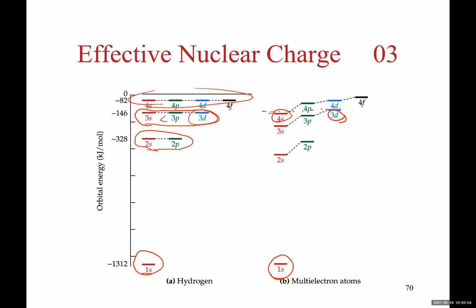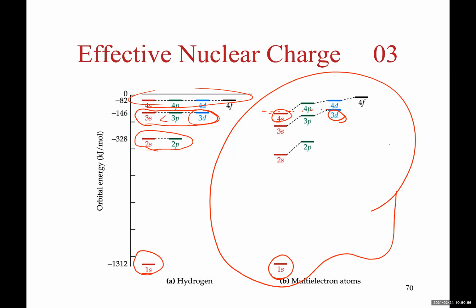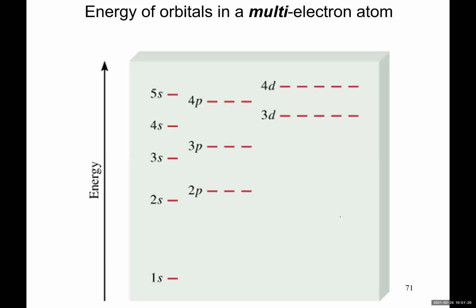So this is the actual relative energy of a multi-electron atom. In hydrogen we don't have that problem, because there is only one electron, there is no repulsion between electrons, there is no shielding effect. But in a multi-electron atom, the relative energy of orbitals changes. So do you see 3D? Although it belongs to the third shell, it has more energy than 4s.